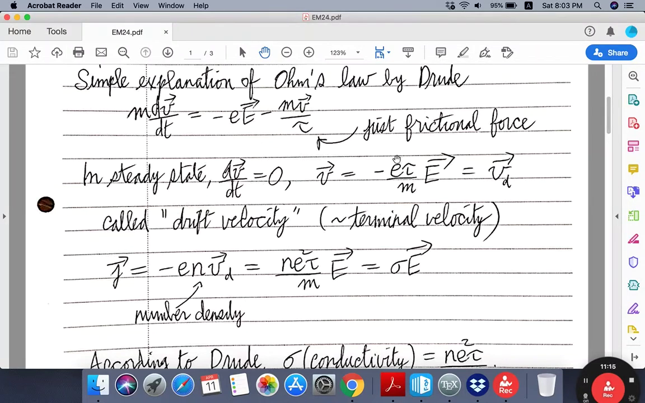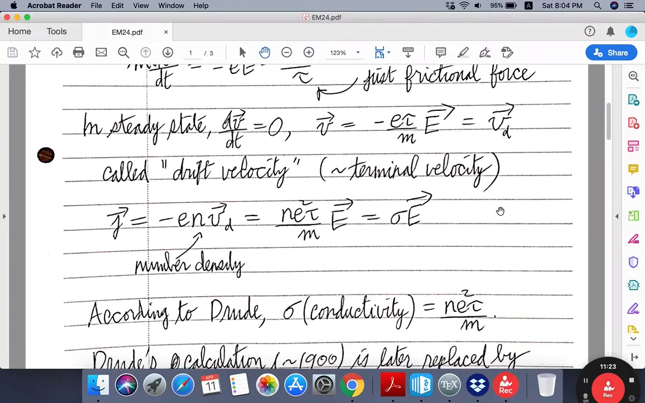And all told, this combination is called the drift velocity. And drift velocity is basically the same concept as the terminal velocity in the motion of an object in the presence of damping in classical mechanics.